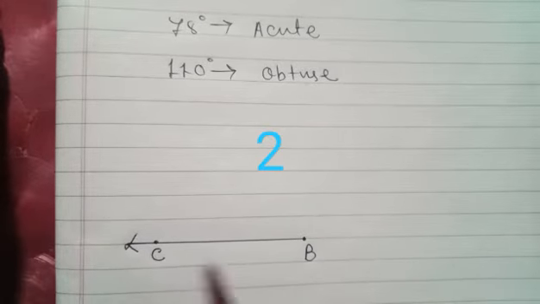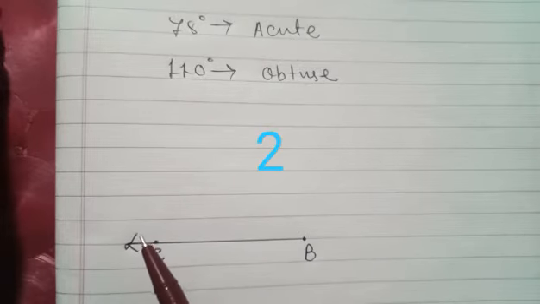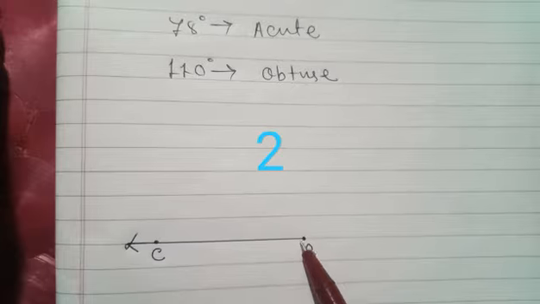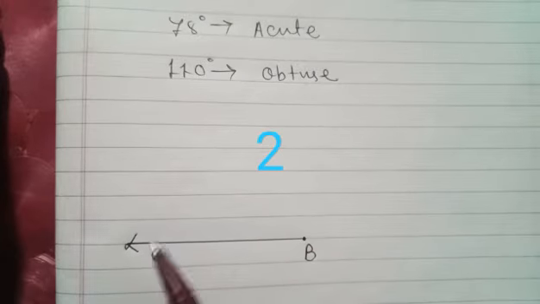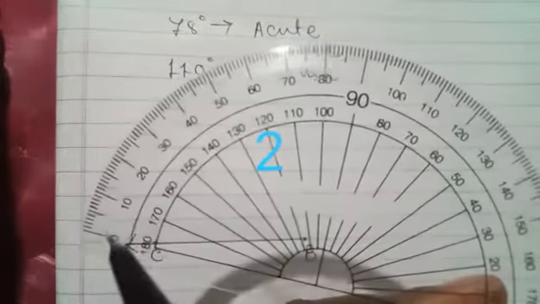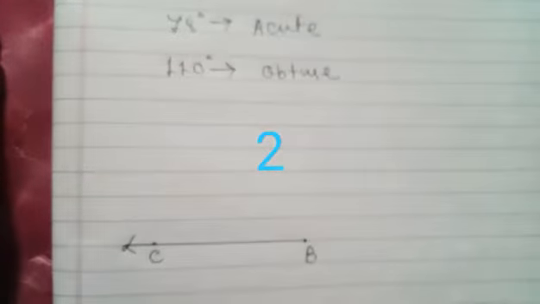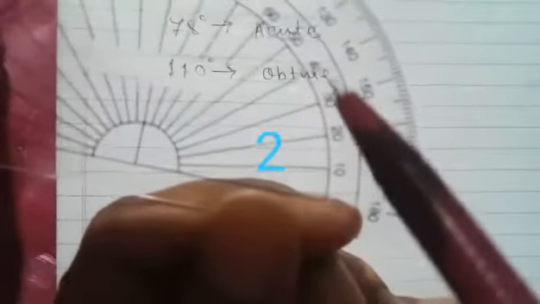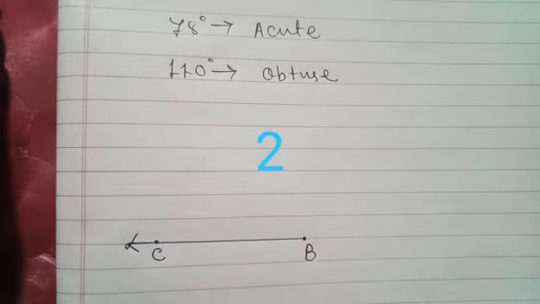If the base of the angle is towards left hand side direction, I mean to say if the arrow mark of the base of the angle is towards left hand side direction, then you need to consider the upper scale of the protractor. And when the arrow mark of the base of the angle is towards right hand side direction, in that case you have to consider the lower scale, which I had already shown in your previous video.